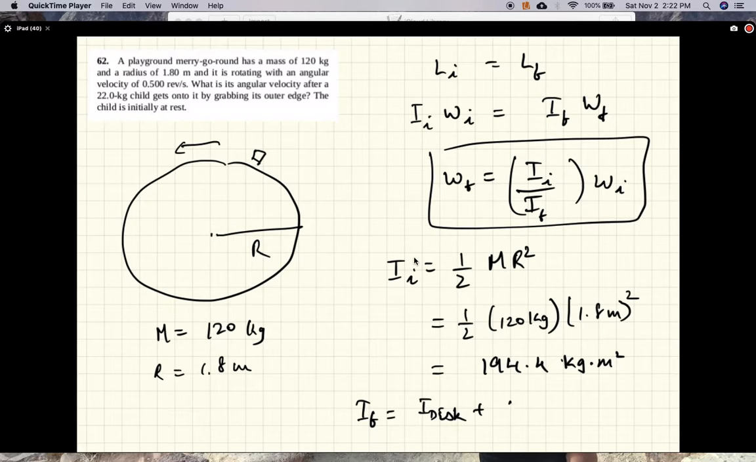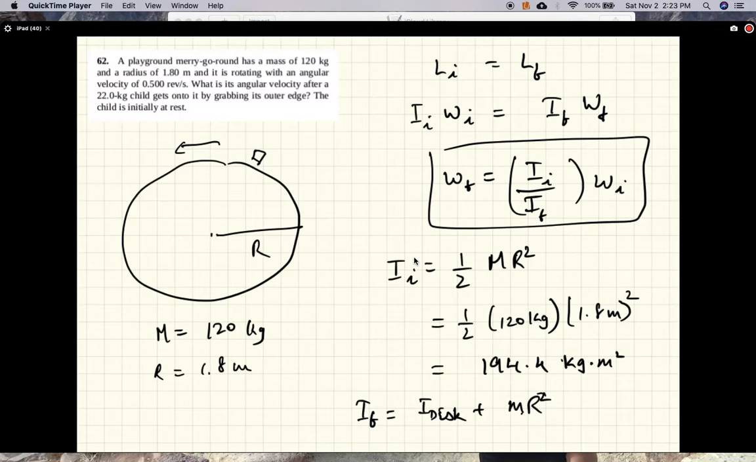The final moment of inertia is the moment of inertia of the disk plus the moment of inertia of the boy. The boy jumps onto the edge, so it's his mass times r squared. So the final moment of inertia is the moment of inertia of the disk, which is 194.4, plus the mass of the kid, 22 kg, at a distance of 1.8 meters from the axis of rotation.